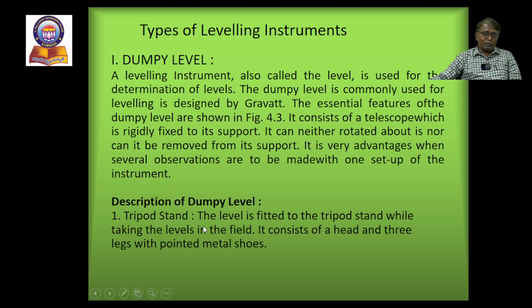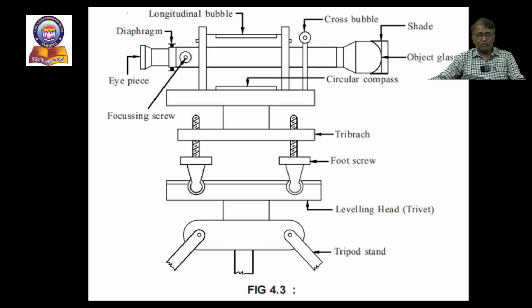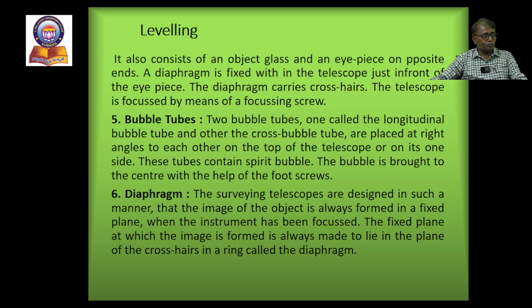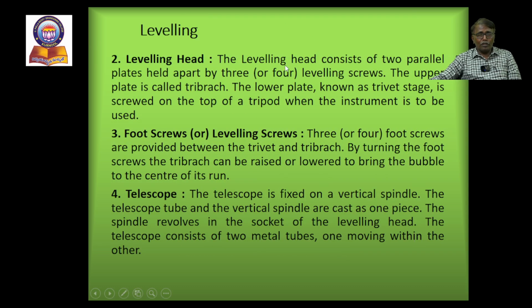Description of the dumpy level. Tripod stand: the level is fitted to the tripod stand while taking levels in the field. It consists of a head and 3 legs with pointed metal shoes. Leveling head, already explained in the figure. It consists of a trivet stage screwed to the top of the tripod when the instrument is to be used.